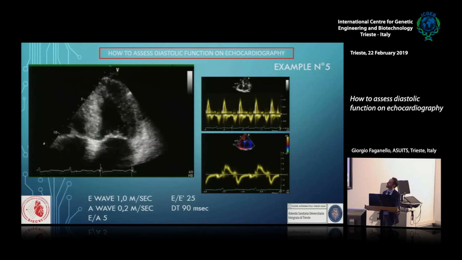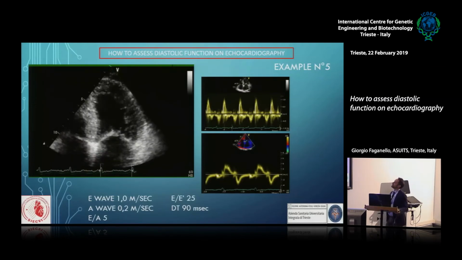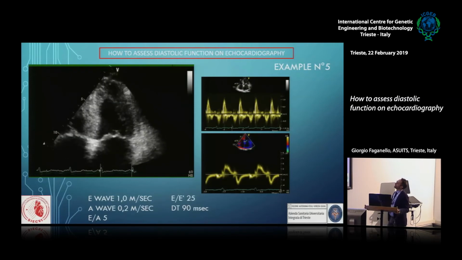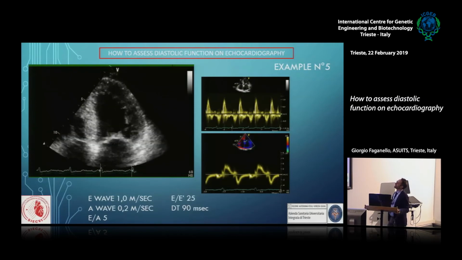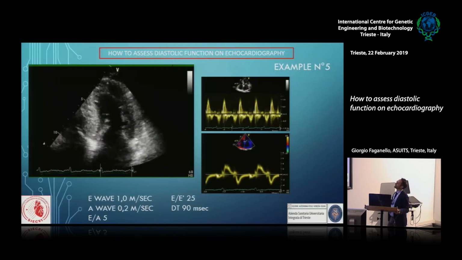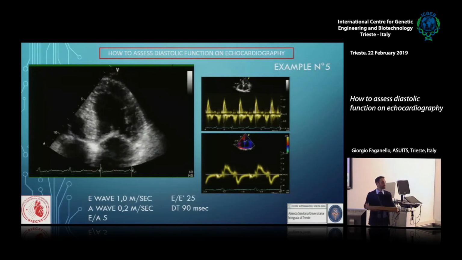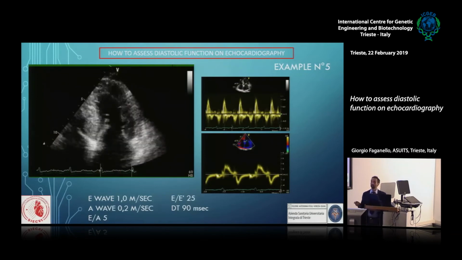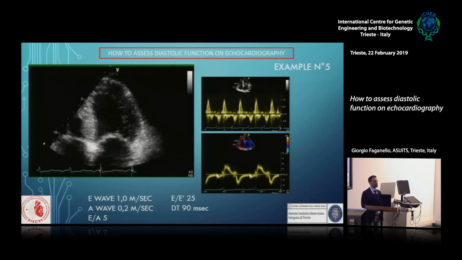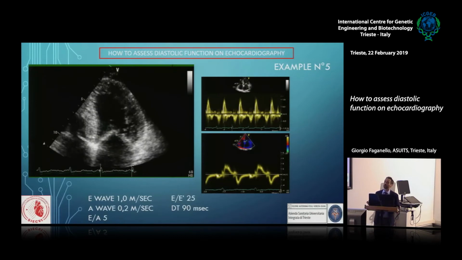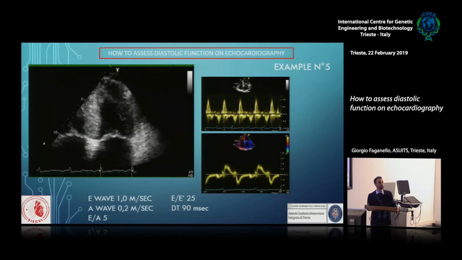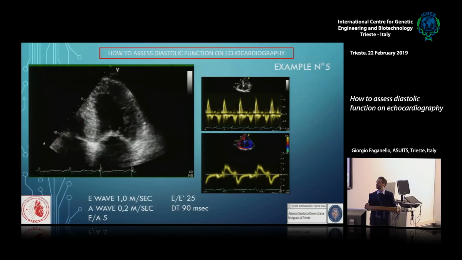So E prime is very short, and A prime is very short. So the ratio is 25. So she's got very high pressures. She's got severe diastolic dysfunction, because this woman has cardiac amyloidosis. So her muscle is infiltrated by amyloid.